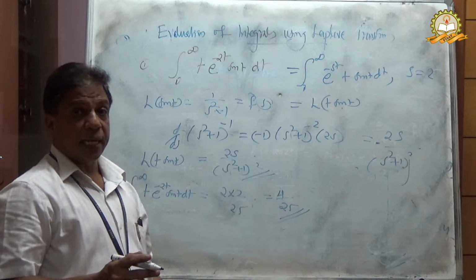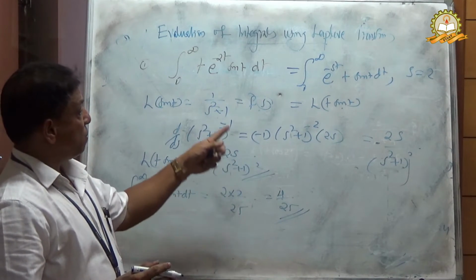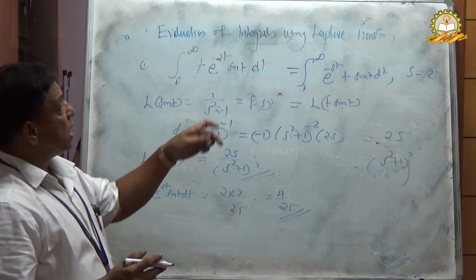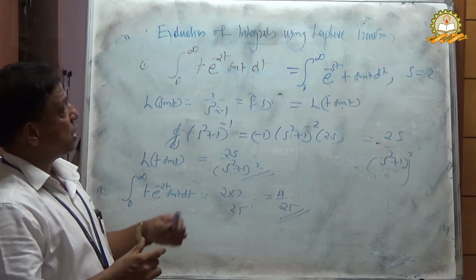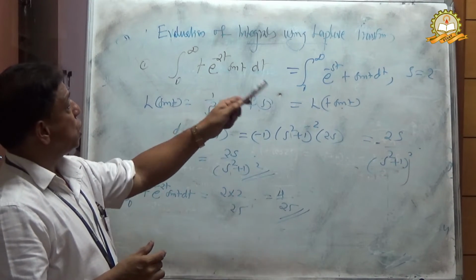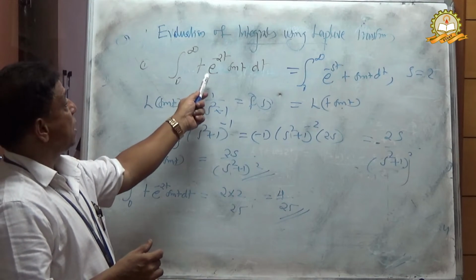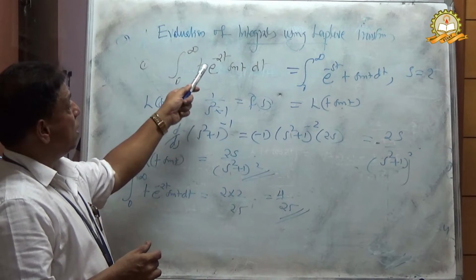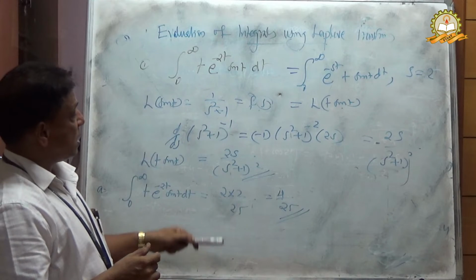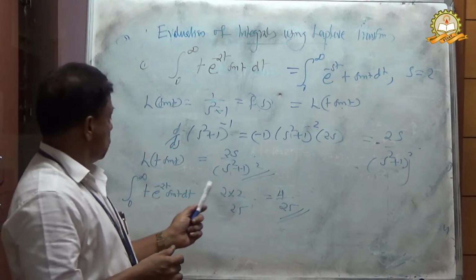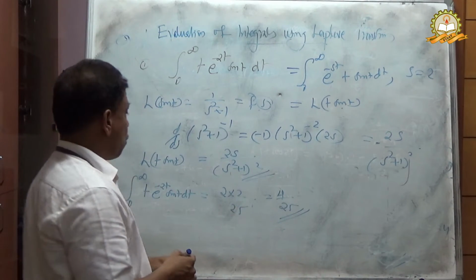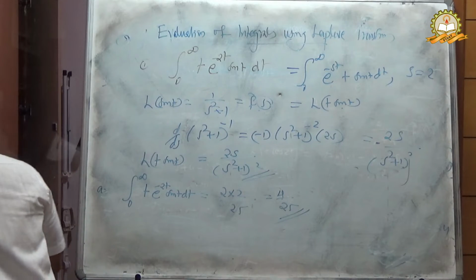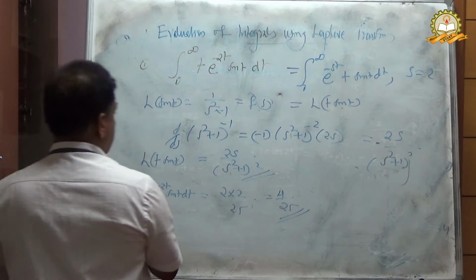We apply the Laplace transform technique. From the definition of the Laplace transform, the integral from 0 to infinity of e raised to minus st t sin t, when we put s equal to 2, we get the required problem. Then find the Laplace transform of t sin t. Finally, we put s equal to 2 and we get the value 4 by 25. That is the result.